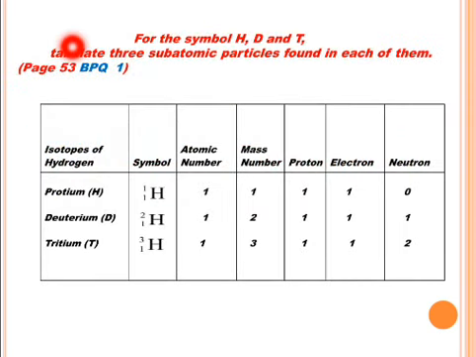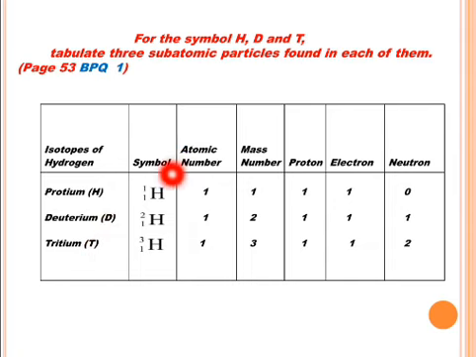Now students, let us answer one more question. For the symbol HDT, H means protium or simple hydrogen, which represents ordinary hydrogen, D for deuterium and T for tritium. Tabulate the three subatomic particles found in each of them. This question is also asked as blueprint question 1 on page number 53 of chapter 4 in your text science book. Let us see the isotopes of hydrogen, protium, deuterium and tritium, HDT.